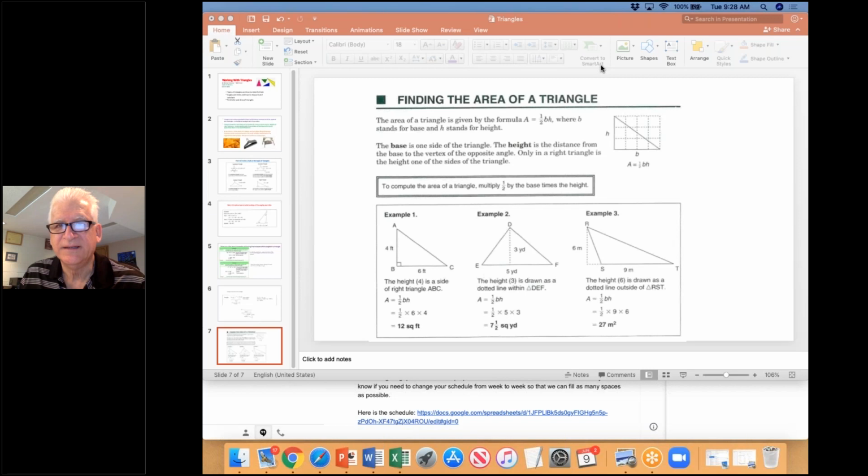So I know that my base is E to F, which is 5 yards, and I know that my height is 3 yards. So using the formula of 1/2 base times height, area equals 1/2 base times height, we just plug in the values that we know. 1/2 times 5 times 3. 5 times 3 is 15, and half of that is 7.5.